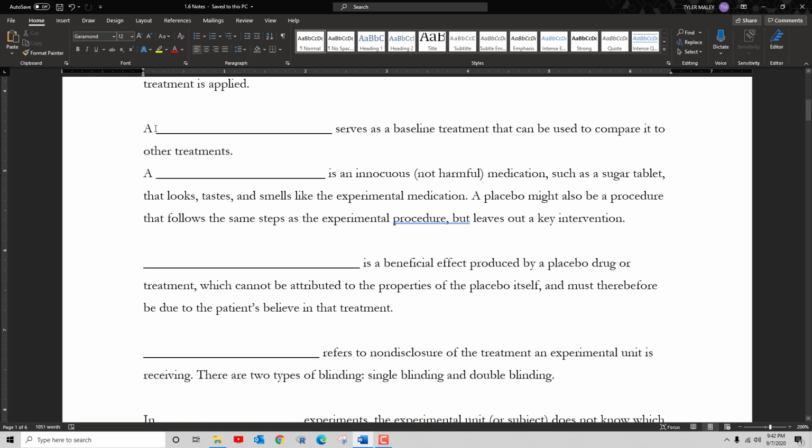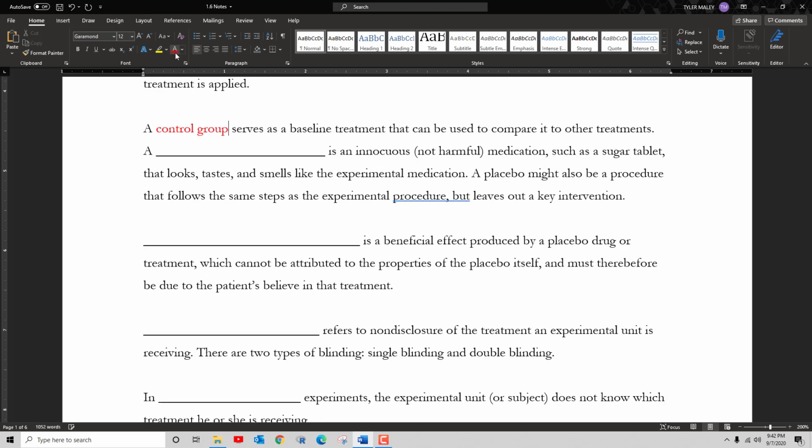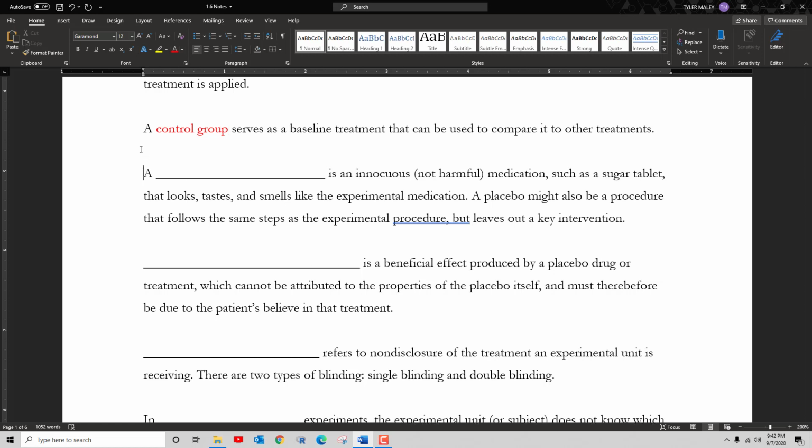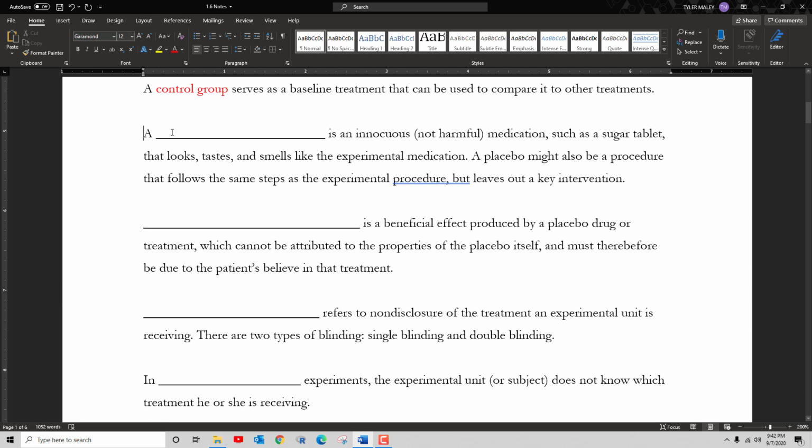So then the next thing, a control group serves as a baseline treatment that can be used to compare it to other treatments, right? So when we're doing a study, we want to have a control group oftentimes to have this group to compare the treatment group to, right? So people that are getting the treatment, let's compare how that lines up with people who didn't receive the treatment, right?